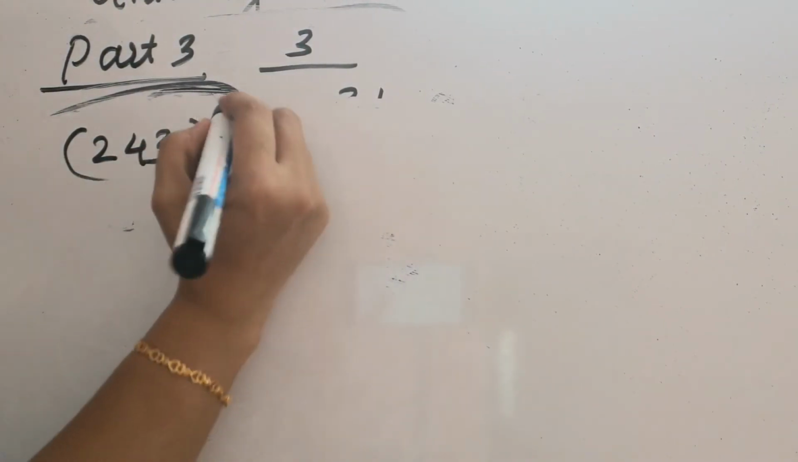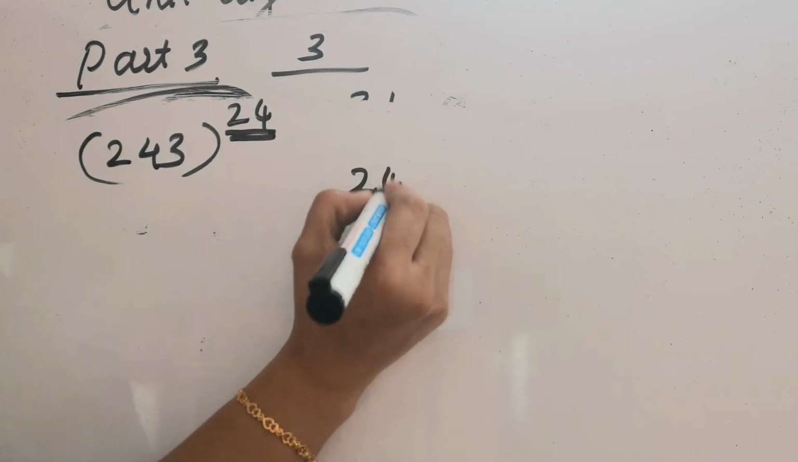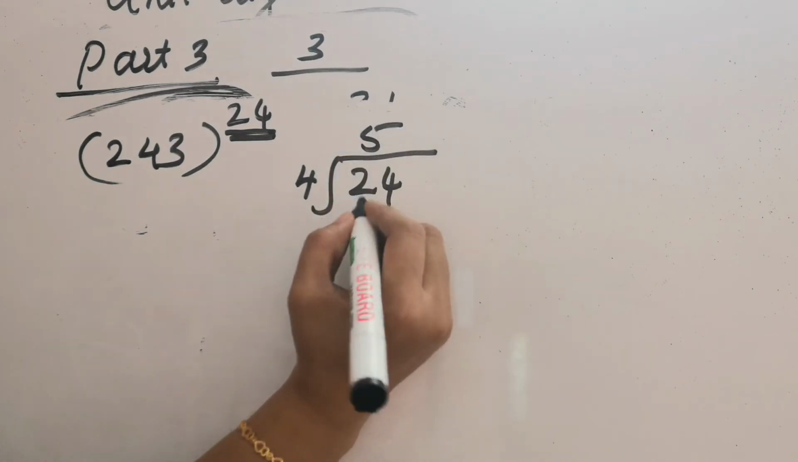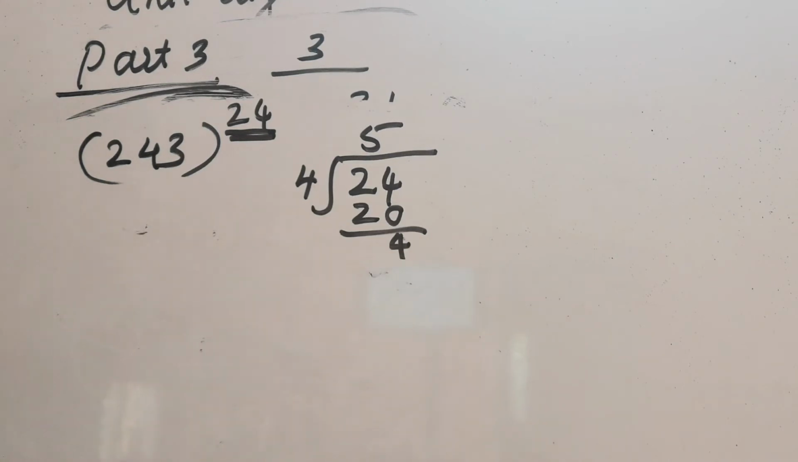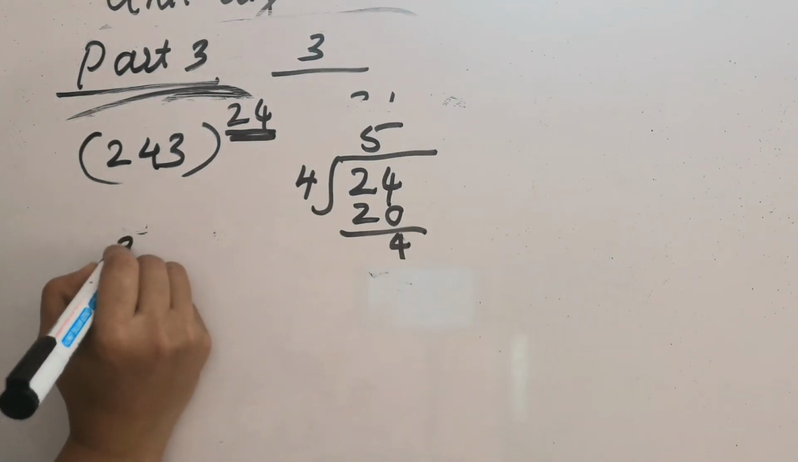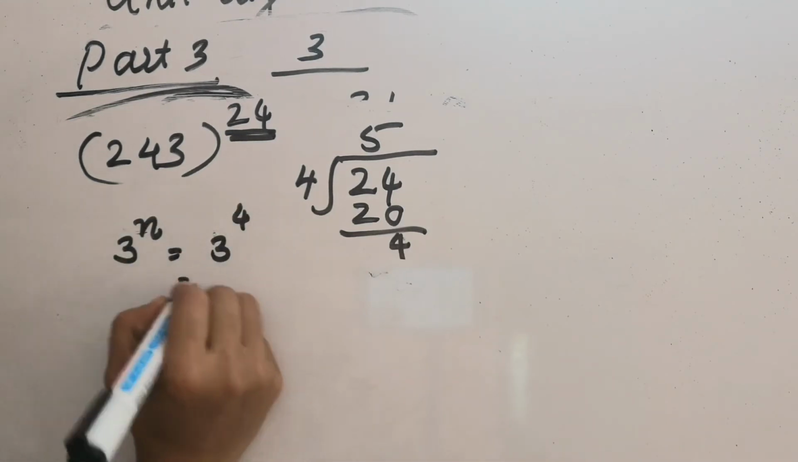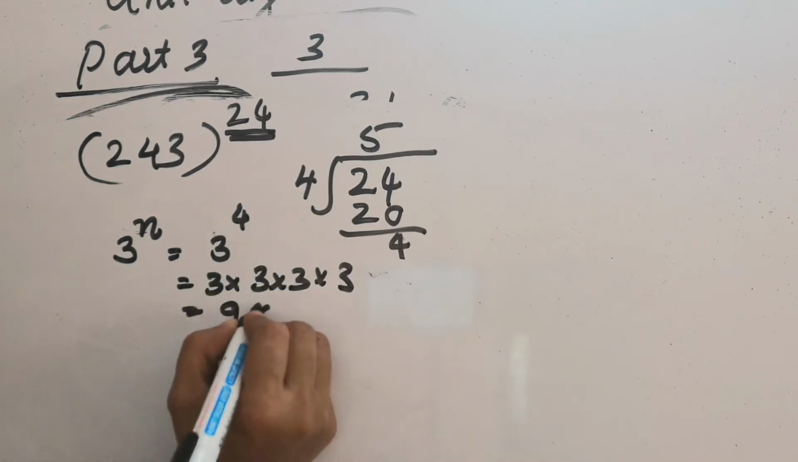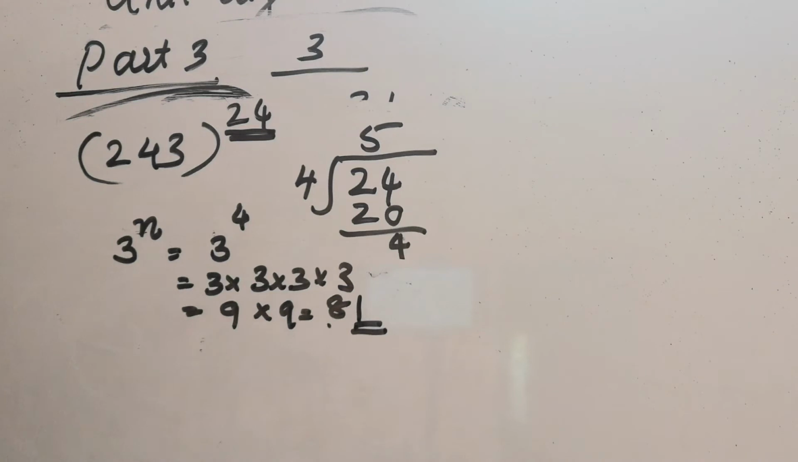Another example, 243 raised to 24. The same way, first we concentrate on the exponent 24. Our second step is to divide 24 by 4. So we get 6, 4 times 6 is 24, and the remainder is 0, so we take n as 4. The third step is 3 raised to n, that is 3 raised to 4, which is 3 into 3 into 3 into 3, that is 9 multiplied with 9, which is equal to 81. So here the ones place number or unit place number is 1. So our answer becomes 1. Clear? This is the procedure.